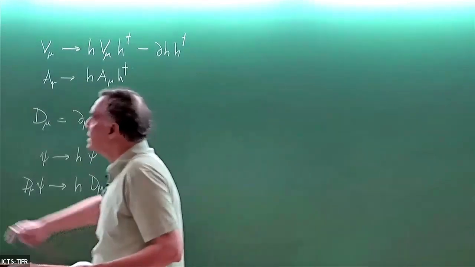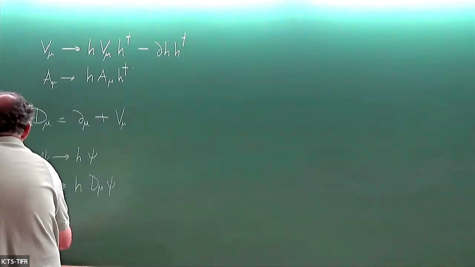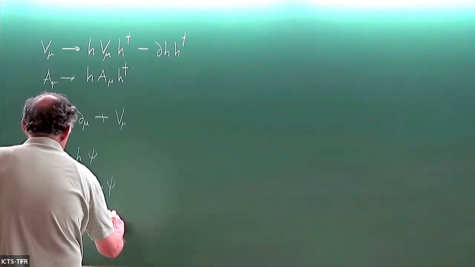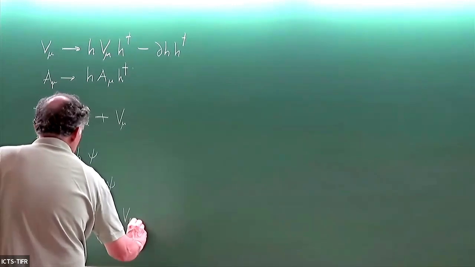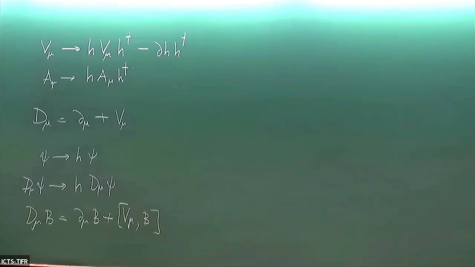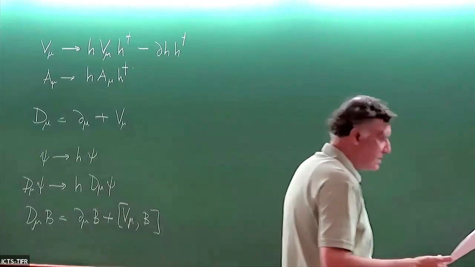So if the baryon transforms like the adjoint, then the covariant derivative on the baryon is ∂_mu B plus the commutator of V_mu with B, because the H on one side gives you the V_mu on the left, and the H† on the other side gives you minus V_mu on the right. So this is just the standard way of doing covariant derivatives for adjoints.